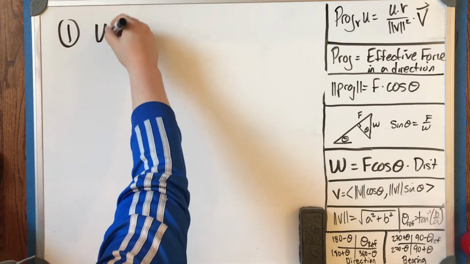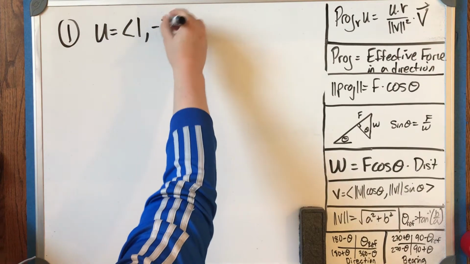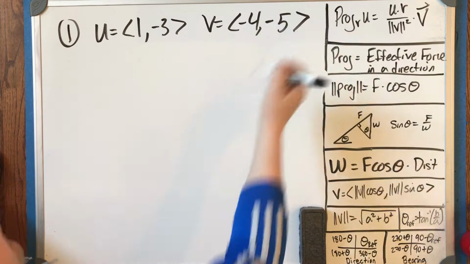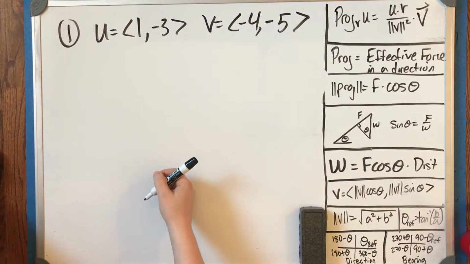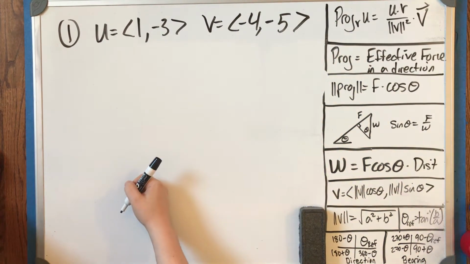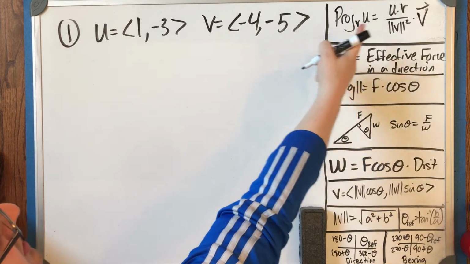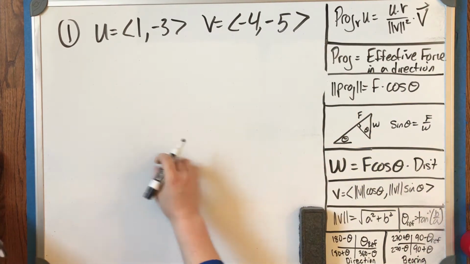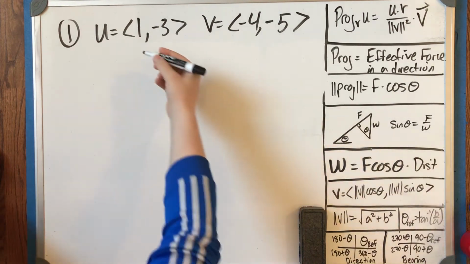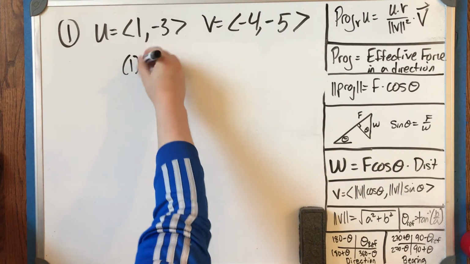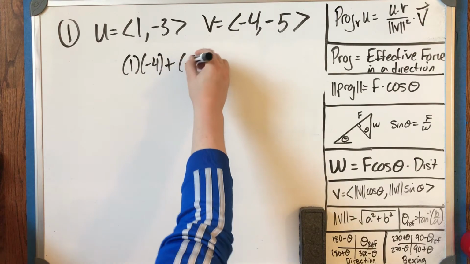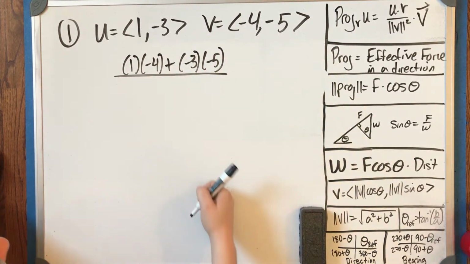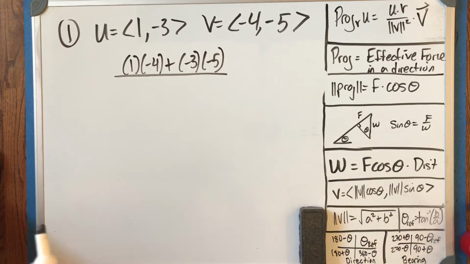We got vector u is <1, -3>, v is <-4, -5>. We're being asked to find the projection. So I'm just going to use the formula right there. Projection equals dot product over magnitude of v squared times vector v. Alright, so dot product is 1 times -4 plus -3 times -5 all over the magnitude of v squared.